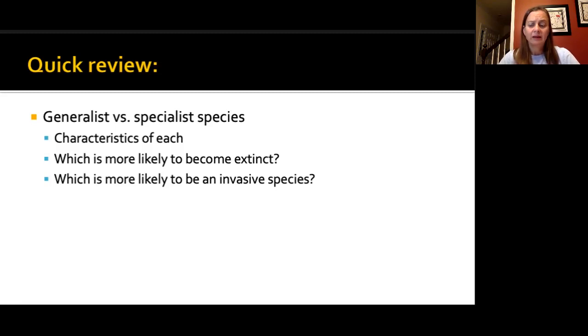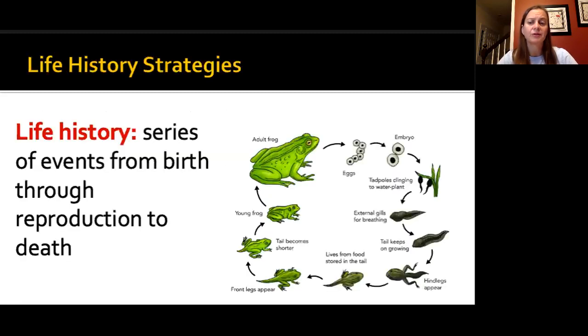Let's talk about this idea of life history strategies. The idea of the life history strategy was originally proposed by an ecologist named Robert MacArthur and a biologist named Edward Wilson, so you'll sometimes hear this called the MacArthur-Wilson life history strategies. When we talk about life history, we're talking about that series of events from birth through reproduction and into death. So the life history of a frog is hatching from an egg, becoming a tadpole, emerging as a frog, reproducing, and then eventually dying.